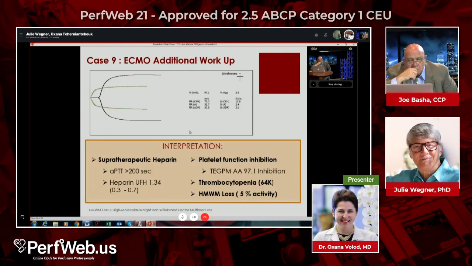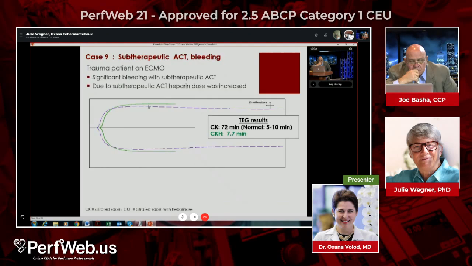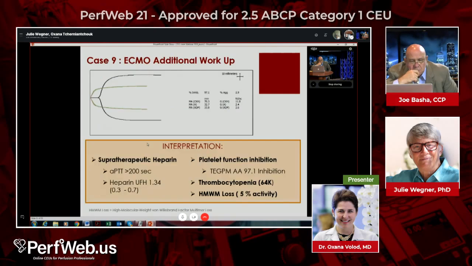In addition, we did a platelet mapping. There was a platelet inhibition, both arachidonic acid and ADP pathway. So again, there was a significant platelet inhibition. The patient was thrombocytopenic. It's interesting. Julie mentioned to you, when we do a TEG, we see the potential of blood to clot. So if we look at this TEG potential, even with platelets of 64,000, there was a great potential for them to aggregate, but they were inhibited. In addition, we sent the assay, which is high molecular weight multimers.